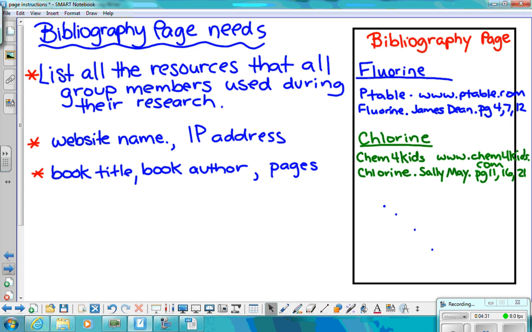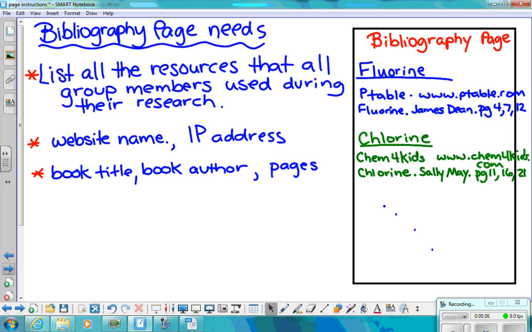Okay, those of you who are in charge for your group of creating the bibliography page, please raise your hand and get your eyes up here. You're going to list all the resources that your group members use during their research. The easiest way to do this so that when I'm grading your albums, I can tell who did research, who didn't research, and who kept track of their research resources. So you'll give each element and then list that person's resources that they used. Okay?